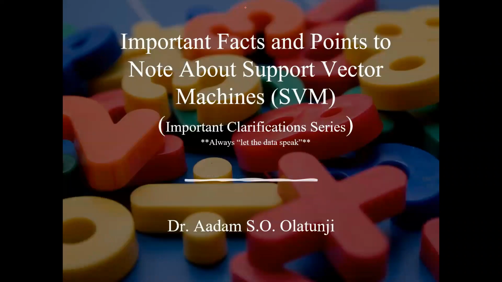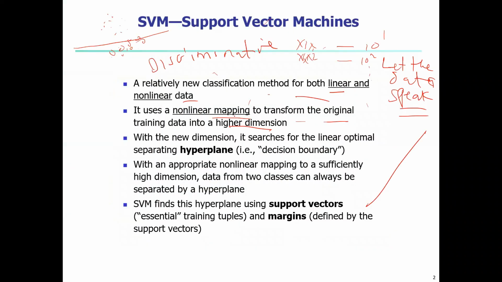Now, it always uses a non-linear mapping to transform the original training data into a higher dimension, because of the belief that at higher dimension, everybody will sort itself out. So with the new dimension, it searches for the linear optimal separating hyperplane. That is the decision boundary. Maybe at the lower dimension, this thing is not separable. When we push it to higher dimension, it becomes separable. This is a natural phenomenon that we do face every day.